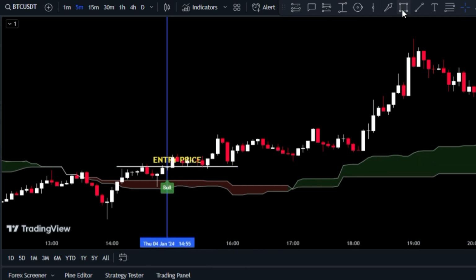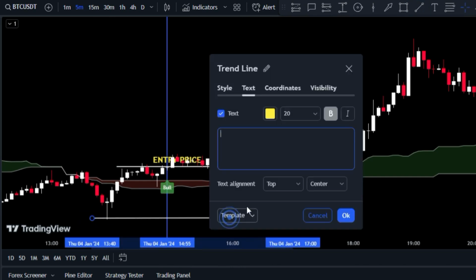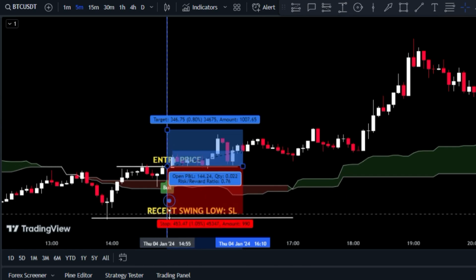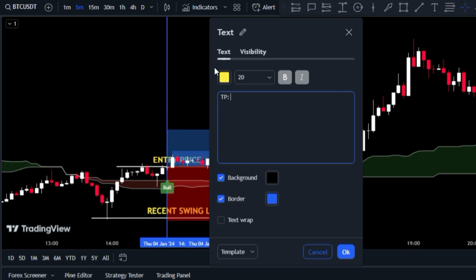Remember, setting a stop loss is crucial. You can set this based on the recent swing. And when it comes to your target, aim for a risk-reward ratio of 1 to 1.5.